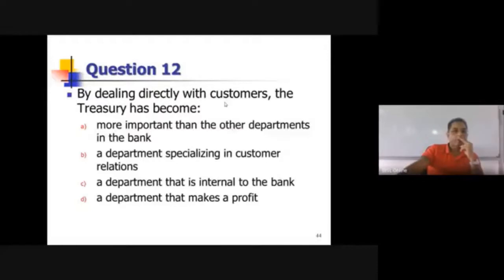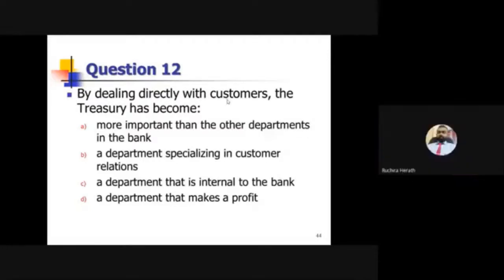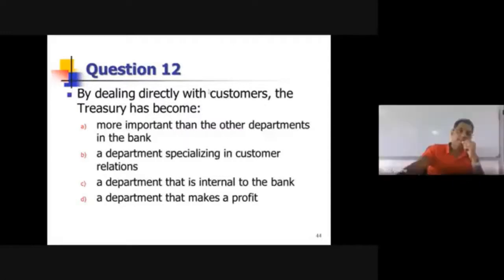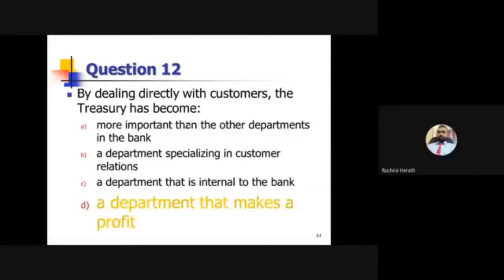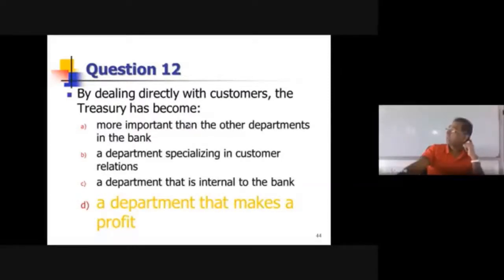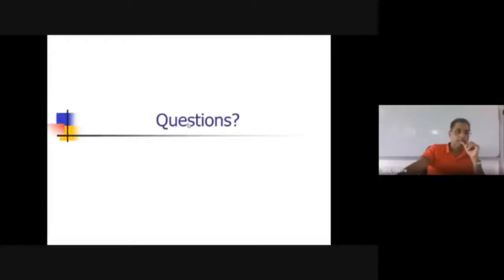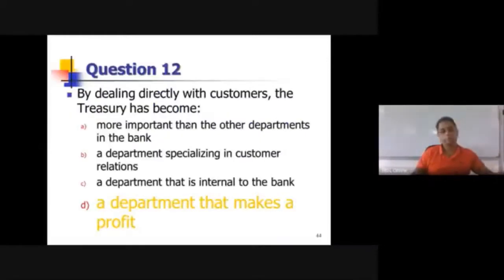Treasury has become what? What were we saying all this? Is Treasury a profit center or cost center? Profit center. Yeah, so when you deal directly with customers, what are you after? Profit, exactly. That's why I said in the previous question 11, the dealers, there is a profit orientation as well, not only dealing with other departments. Yeah, that's it. Any questions of what we've done?